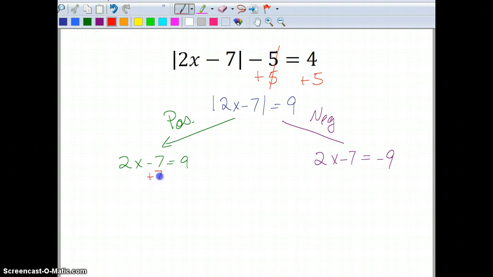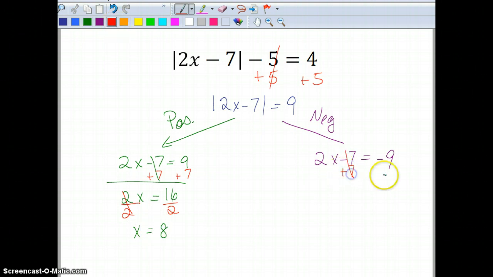So the first one, I'm going to add 7 to both sides. So I have 2x is equal to 9 plus 7 is 16. Divide both sides by 2. So I have x is equal to 8. Let's look at the other one.